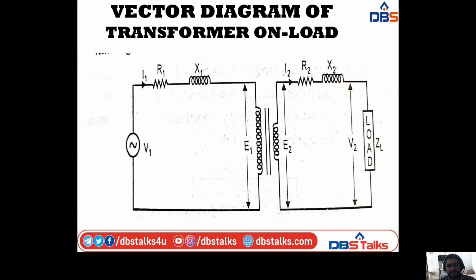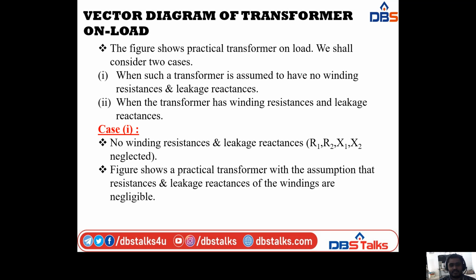Here I am taking the primary winding and secondary winding. In between we have the magnetic core. The primary winding consists of E1 and the secondary winding consists of E2. It consists of resistance and reactance R1 and X1, and current I1 and voltage V1. In the secondary we have I2, R2, X2, and V2, E2. And in general there is the load impedance. The figure shows a practical transformer on load.